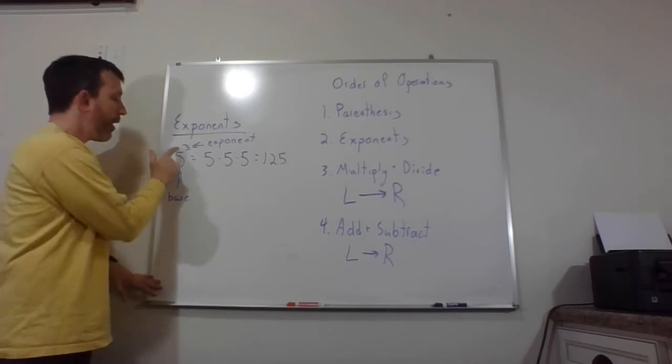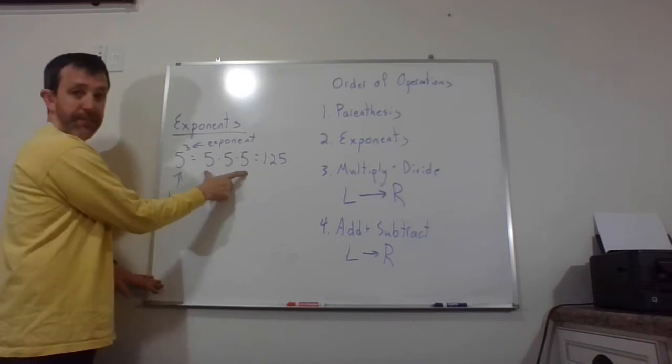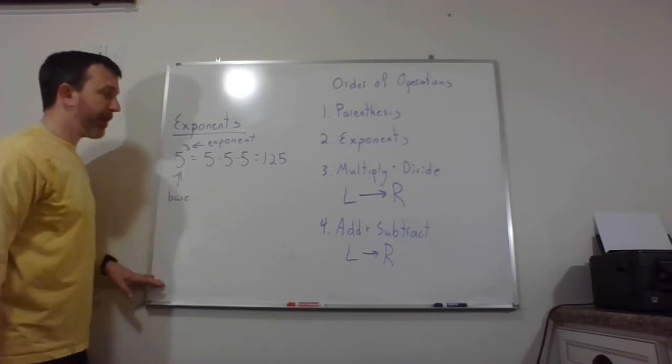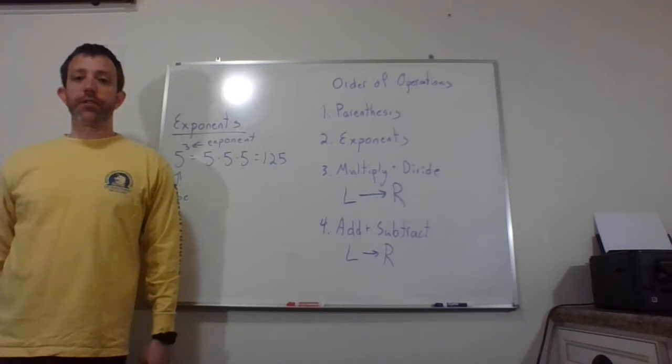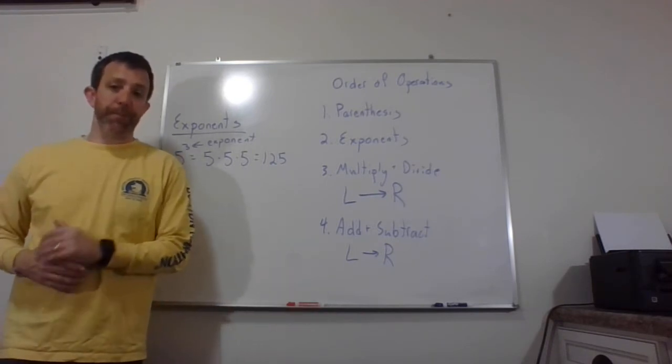I hope you can. But 5 to the 3rd power means that we are going to multiply 3 5s together. So the exponent tells us how many of the base to multiply together. And so in this case, 5 to the third power ends up equaling 125. So basically, it's shorthand for repeated multiplication.